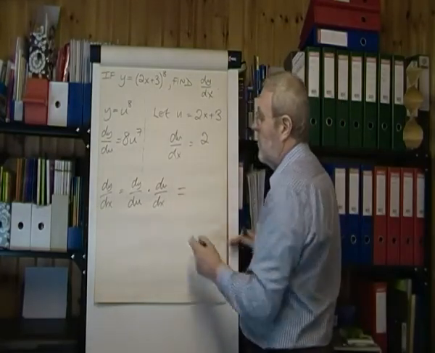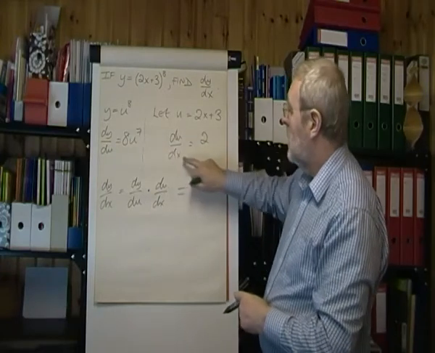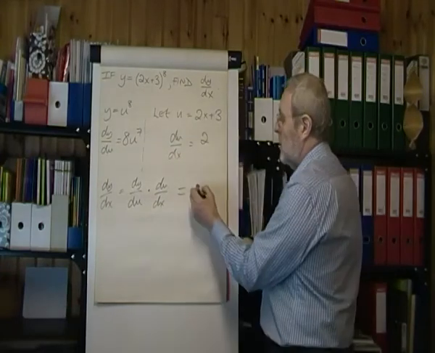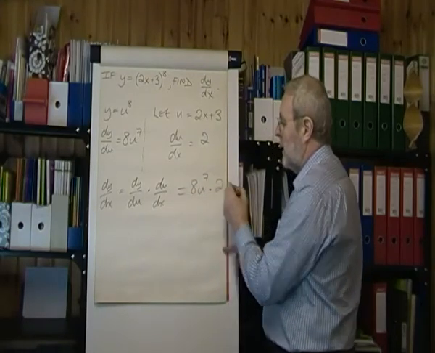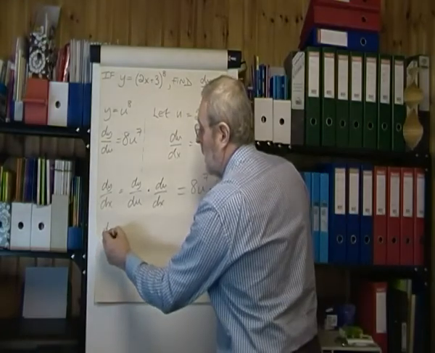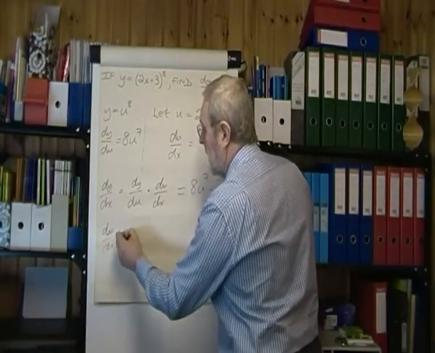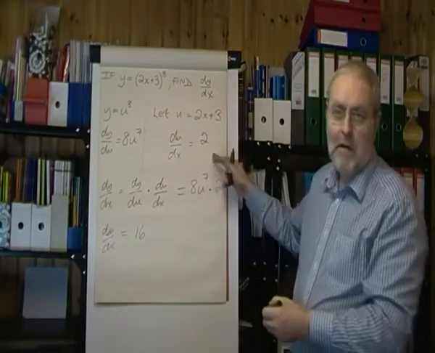Now in this situation, my dy/du is 8u to the 7 and du/dx is 2. So I've got 8u to the 7 multiplied by 2. I combine that now to give me the answer. dy/dx is 16u to the 7.